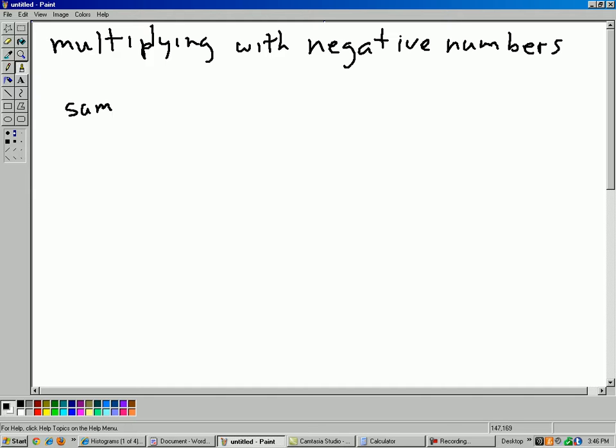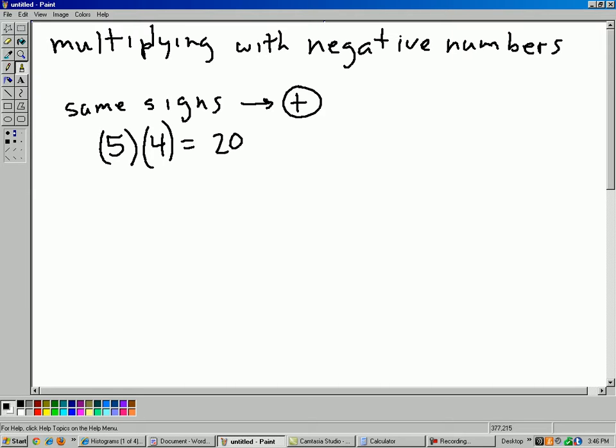If you have same signs, then the answer is positive. I'll use the electronic symbol there. So for example, if you have, say, positive 5 times positive 4, you get positive 20. All right, just like you learned back in elementary school, 5 times 4 equals 20. If you have two negatives, though, negative 5 times negative 4, that also equals positive 20.